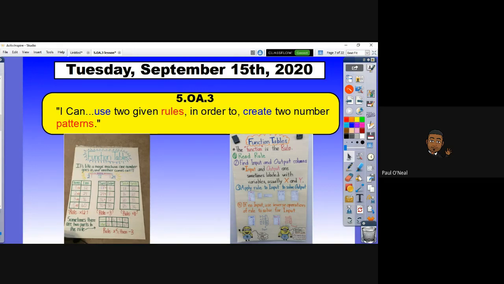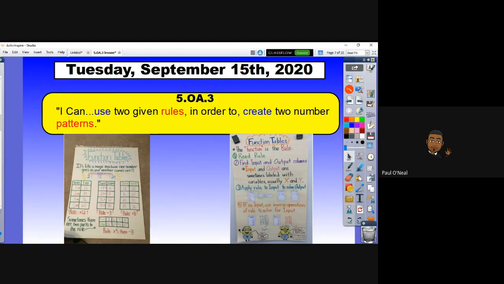It does state that they are function tables. Functions basically mean that they are a rule. A lot of times when you look at a function table, you will see that there is an input and an output. Input is basically what you're starting with, almost like saying it is the X, and the output would be the result, and that would be labeled as Y.